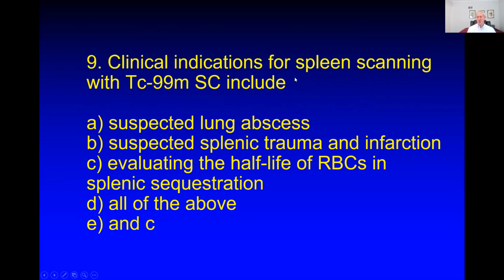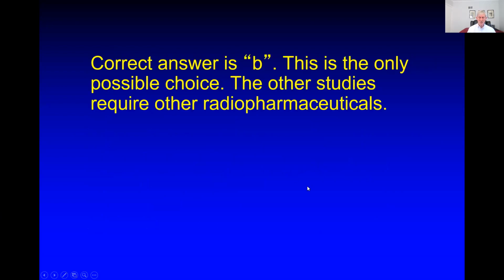Clinical indications for spleen scanning include, what do you like? A, B, C, all of them? B as in boy. That is the correct answer. Lung abscesses, we would not use sulfur colloid, and for the half-life of RBCs, we would use chromium 51. So choice B is correct.